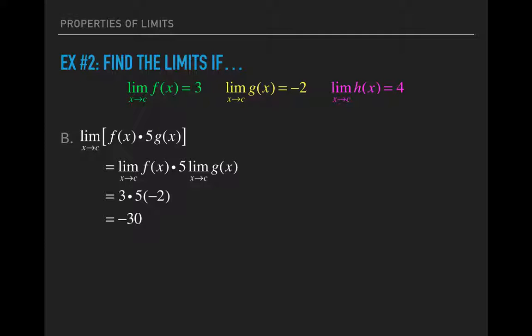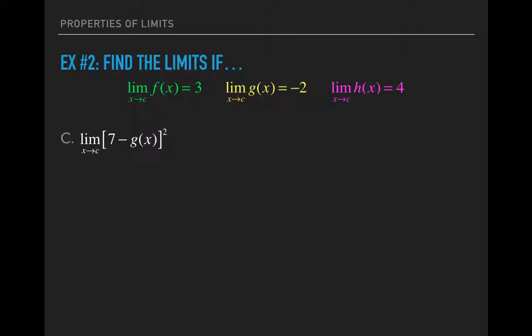But let's look now at C. Here we have, this is a little different, the limit of 7 minus your g function squared as x approaches c. Oh no, what do we do? Because it's 7 minus a function. That's okay.